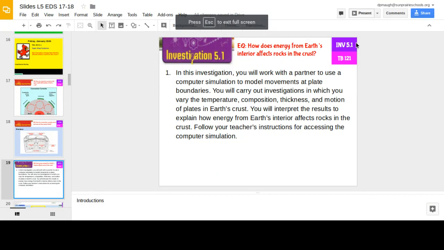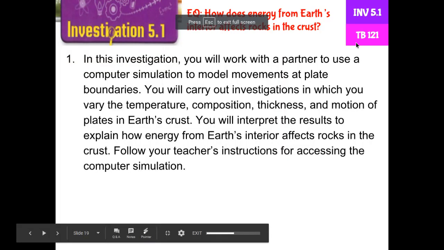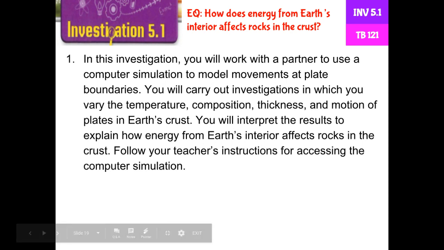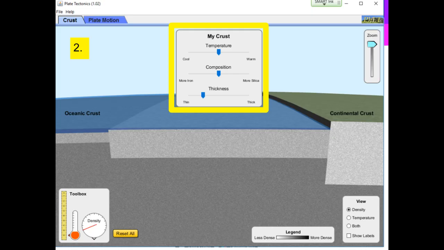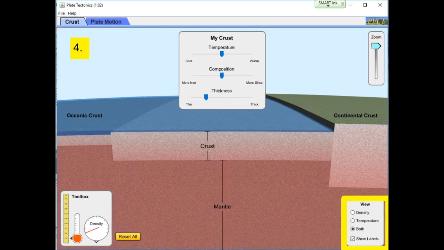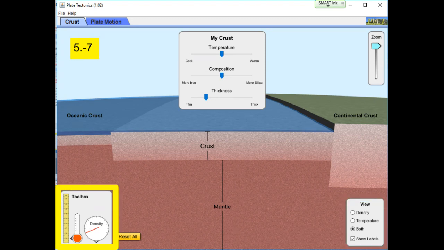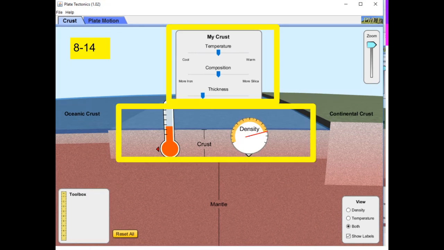You're going to be using the book on page 121 to go through this, and it's just going to walk you through step by step, understanding things like oceanic and continental crust, understanding the temperature, the density, the thickness of the crust, and how that plays a role in the movement. So the first handful of questions are just understanding the crust, the density. The toolbox at the bottom is going to talk about density and temperature.